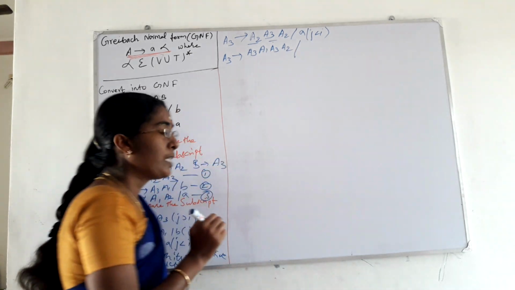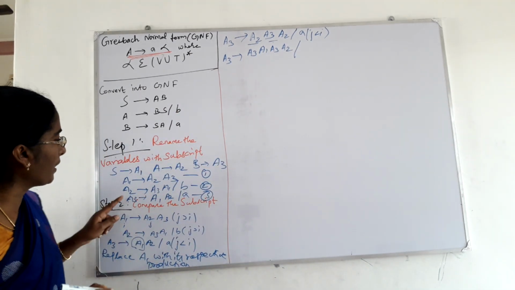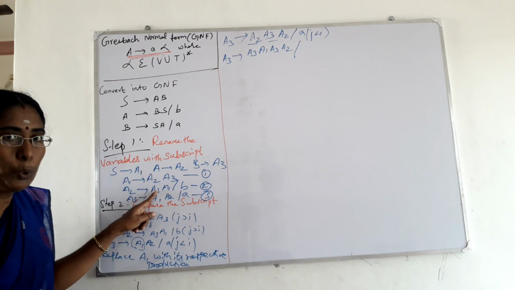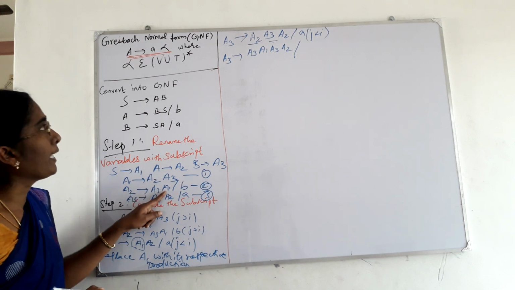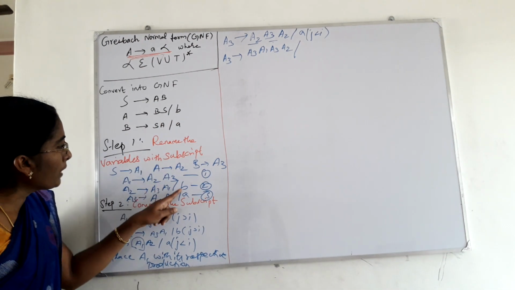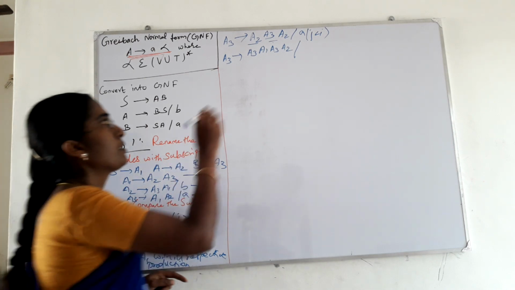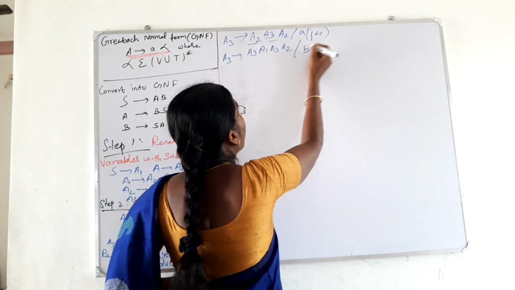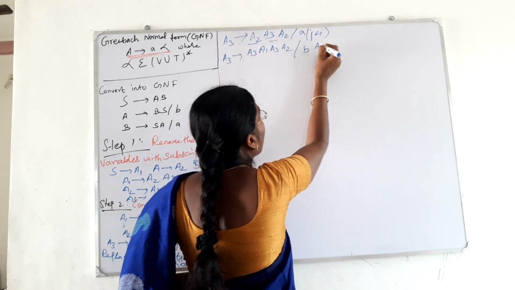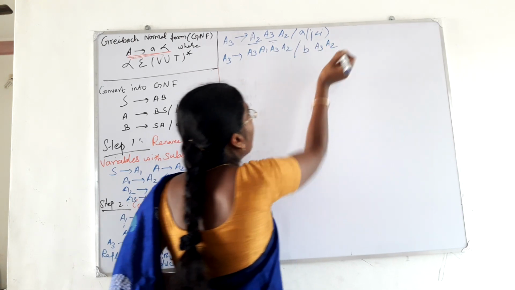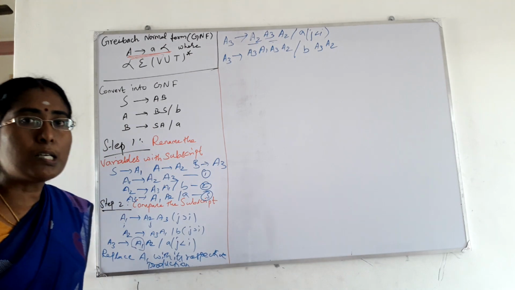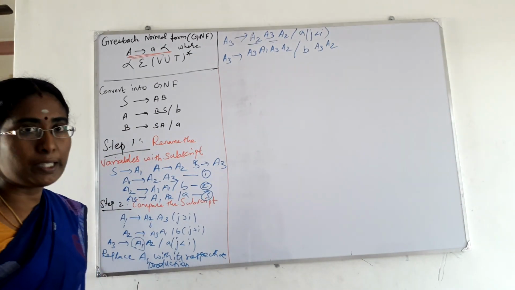Again A2 is replaced by one more production. For A2 here we have two productions. First one, A3 A1, we replaced. And what is the second production? A2 implies b. So one more production is b followed by A3 A2, followed by A3 A2. These are the two productions for A3.